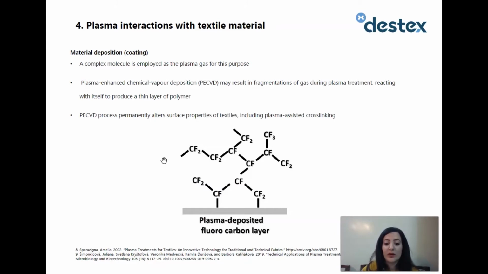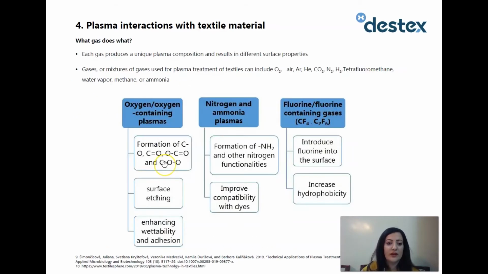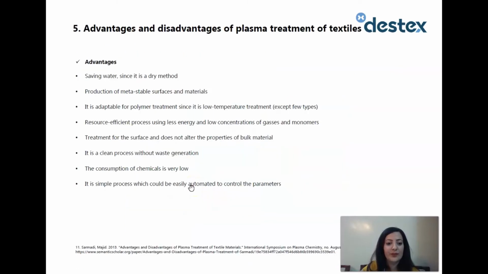And in this method, we can have permanent alteration of the properties of the surface of the material. Of course, each gas has its own function and introduces a new function to the treated textiles. For example, oxygen can have a surface etching effect, and also nitrogen and ammonia can improve the compatibility with dyes and so on. So we choose the gas carefully according to the required functionalities at the end.